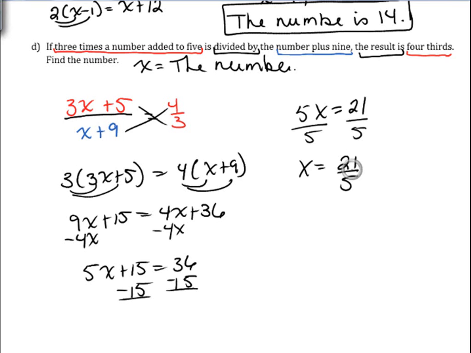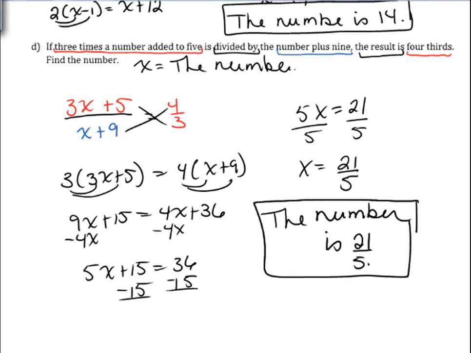And you can just leave this as an improper fraction. You do not need to write it as a mixed number or a decimal. You can if you want to. I will accept all 3 answers, but it's not necessary. You can just leave it just like that. So the sentence is, oops, wrong letter. The number is 21/5. And that is the end of the lecture about solving problems about numbers and similar triangles.